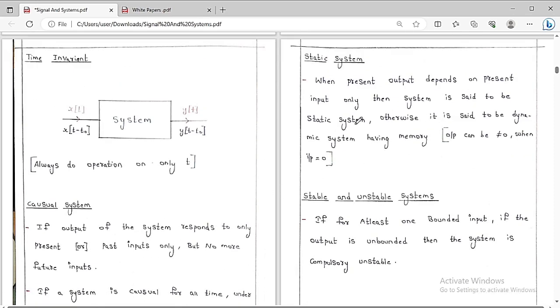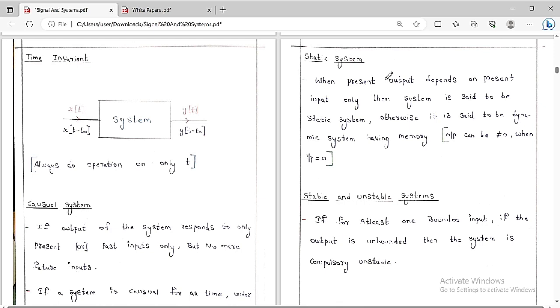Now let's go for the static system. What is the meaning of static system? By definition, a static system is one where the present output is independent of the past values of the input. If the present output is independent of the past values of the input, then we can say it is a static system.